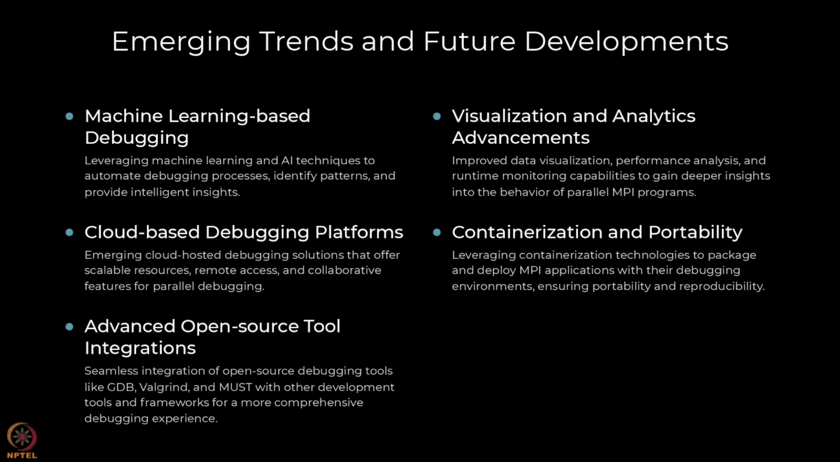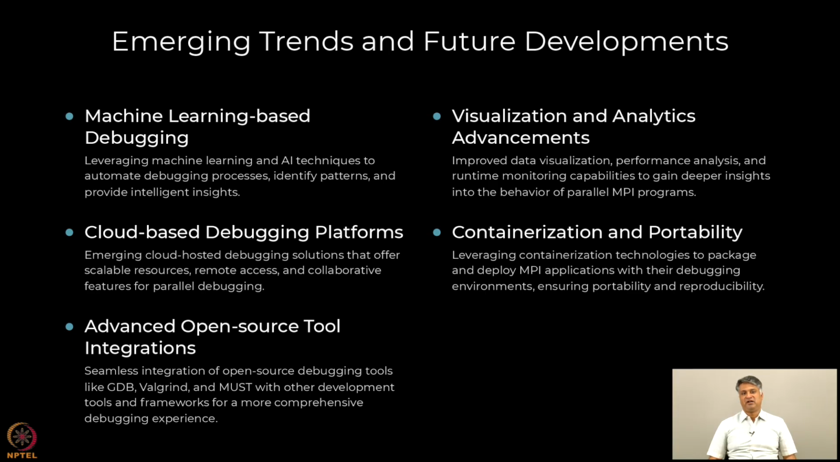What seem to be the emerging trends and the future developments in parallel debugging? One is machine learning based debugging. So where we use machine learning and AI techniques to automate the debugging process, identify patterns, and sort of provide intelligent insights. So now a lot of cloud-hosted debugging solutions offer scalable resources, remote access, and collaborative features for parallel debugging.